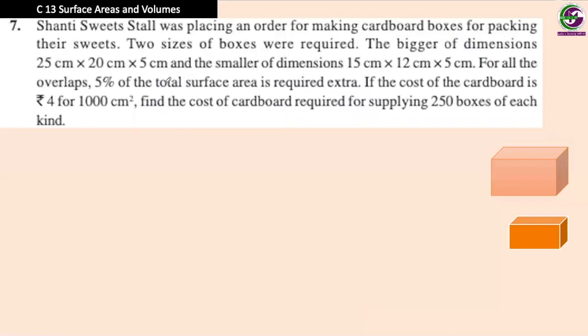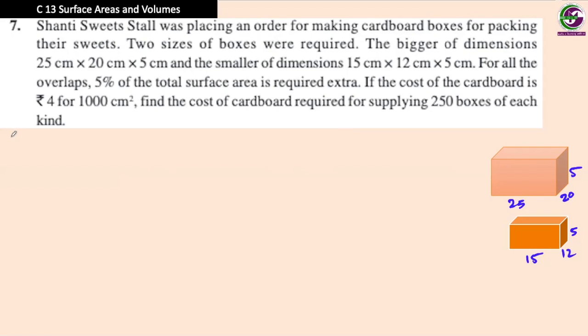Shanti Sweets stall was placing an order for making cardboard boxes for packing their sweets. 2 sizes of boxes were required, the bigger of dimension 25, 20, and 5. And the smaller is 15, 12, 5, each one of them in centimeters. We have to consider 5% extra and then find the total area and then find the total cost. Such 250 boxes of each case are needed.